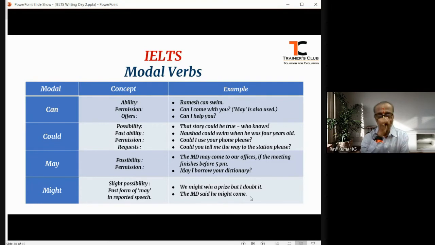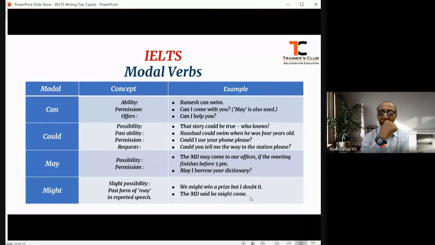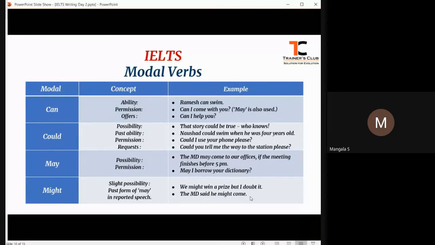Is it clear? Any doubt here? Any clarifications? No, sir. Is it clear to everyone? Yes, sir.